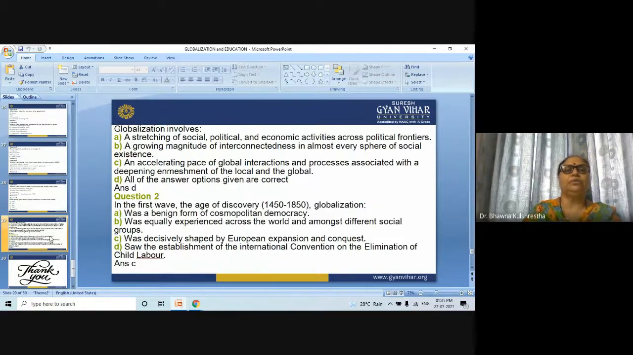And the next question: globalization involves a stretching of social, political, and economic activities across political frontiers, a growing magnitude of interconnectedness in almost every sphere of social existence, an accelerating pace of global interactions and processes, associated with the deepening enmeshment of the local and the global. The options: all of the answer options given are correct. The answer is all of the answer options given are correct.